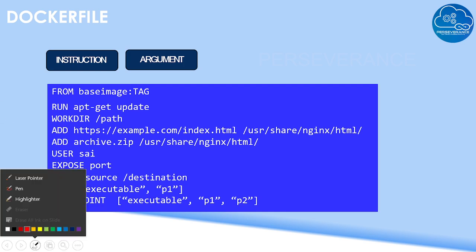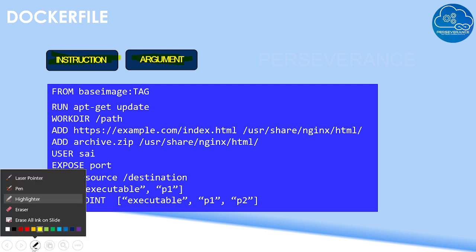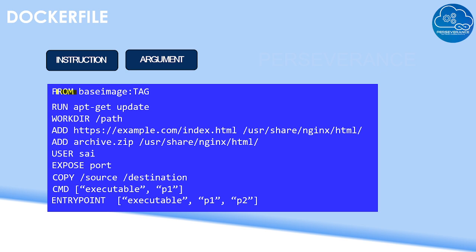Okay, so a Docker file is a simple text file. As told, it has this format. First is the instruction, then the arguments. Let me explain it. Now, FROM is an instruction. This is our first instruction. In the FROM instruction, if you see, this is the argument. What is there?